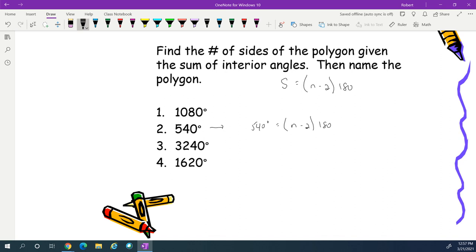So we're going to do some algebra here. You can do this by distributing the 180 and then solving for n, or you can divide by 180. So remembering our algebra is going to be very helpful. That gives us 3 equals n minus 2, add 2, 5 equals n. So the number of sides is n. But what is the name of this polygon? It is a pentagon.